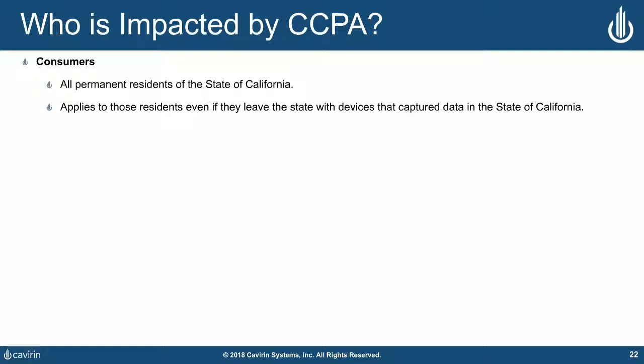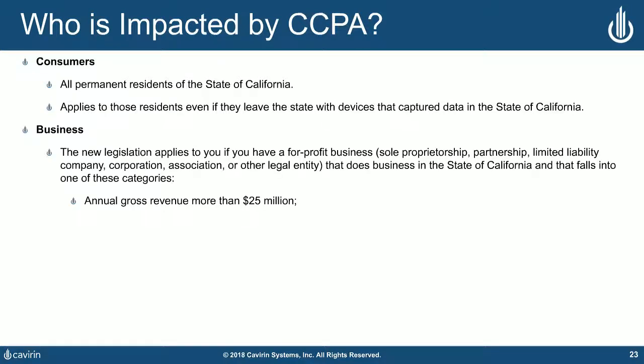So if you have a mobile app running on your phone and it captures data while you're in the state of California, and then you leave the state of California, and it tries to take that data and utilize it elsewhere, that falls within the scope. So consumers of the state of California that are permanent residents, it directly covers them, and it covers those same people when they leave the state with the data that was collected from them in the state of California.